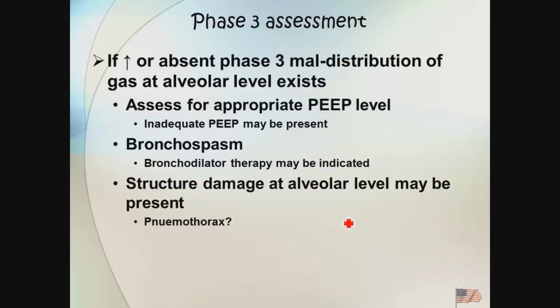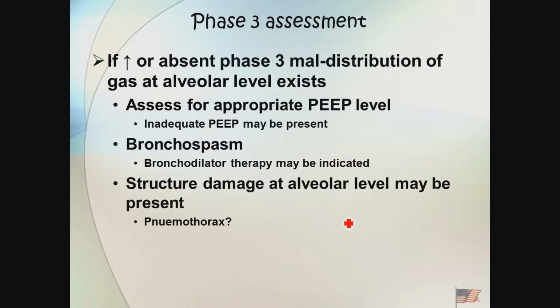Phase three is basically we're looking for a flat line, and if we're seeing an increase or a total absence of it, we know we end up having some maldistribution. Again, taking a look at the optimal PEEP level. If we don't have enough PEEP, it's collapsing down. Or we have something like bronchospasm, or I'm having a non-uniform emptying because some areas are obstructed.